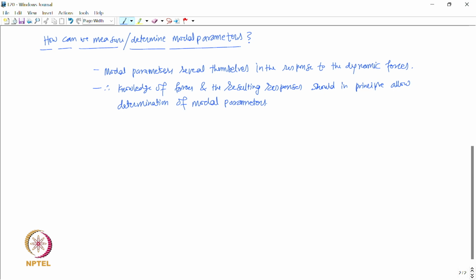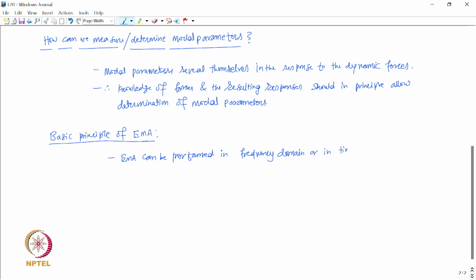So therefore, what is the basic principle of EMA? Experimental modal analysis can be performed either in the frequency domain or in the time domain. So, EMA can be performed in frequency domain or in time domain. Let us look at the principle of EMA in the frequency domain first.